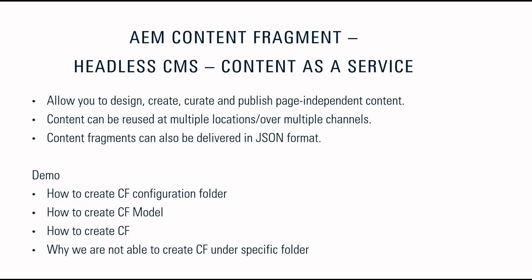Now there is a process for how we are going to create content fragment. We have to create a configuration folder, and we have to create a content fragment model, which is nothing but giving a layout. So for example, we are going to have a name, maybe some drop down values, or maybe some rich text editors. Whatever fields we want to give, we need to create a layout of it. That we are calling the content fragment model. And then at the very last we'll see how we can create a content fragment.